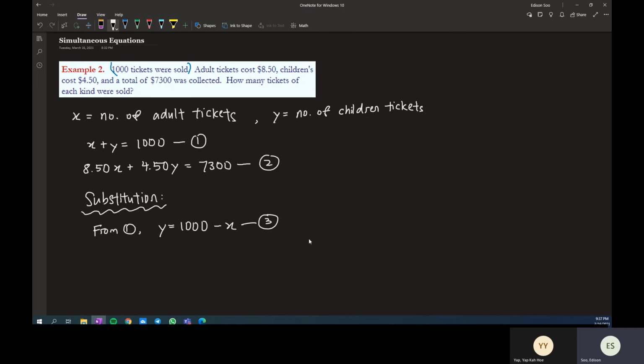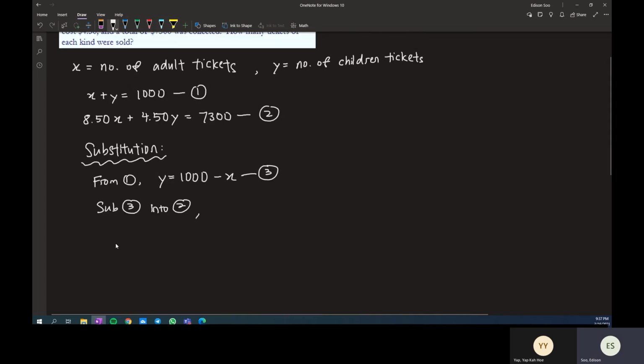Okay. From equation 1, we will formulate equation 3. I'll rearrange to make y the subject of the equation. Personally, I prefer to make y the subject of the equation. It's just a personal preference. You can use x, it works either way. So what I do now is sub equation 3 into equation 2. Let me just scroll down a bit. Sub equation 3 into equation 2.